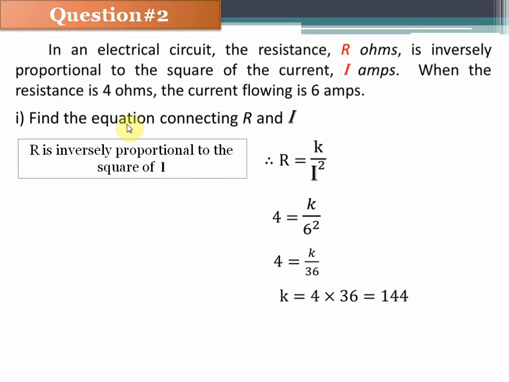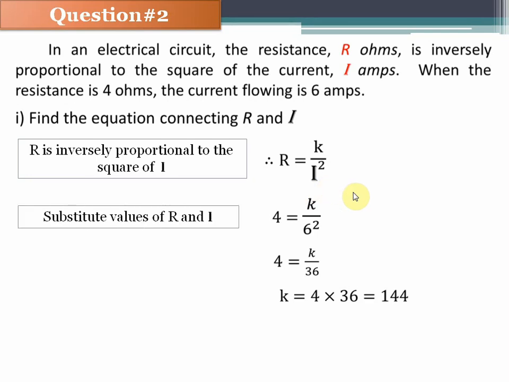So find the equation connecting R and I. First we have to find the equation connecting R and I. So in this first step, they gave us the initial values: resistance is 4, current is 6 amperes, so R is inversely proportional to the square of I. So first we write the equation, R is equal to K over I squared.